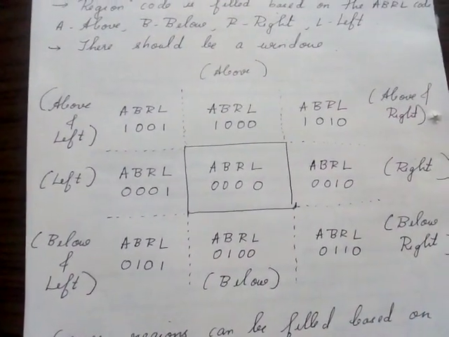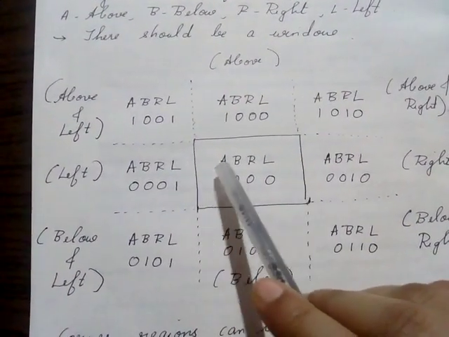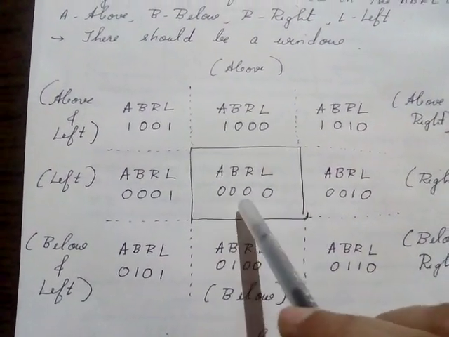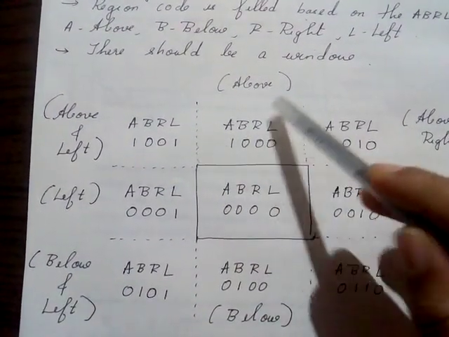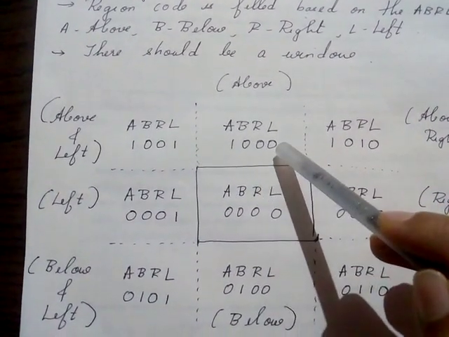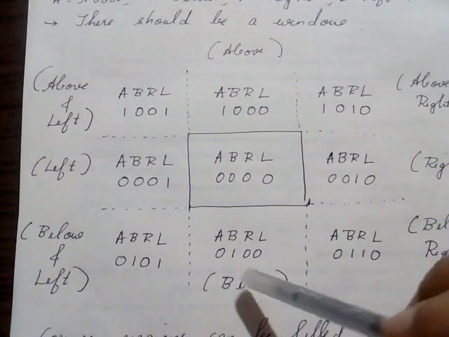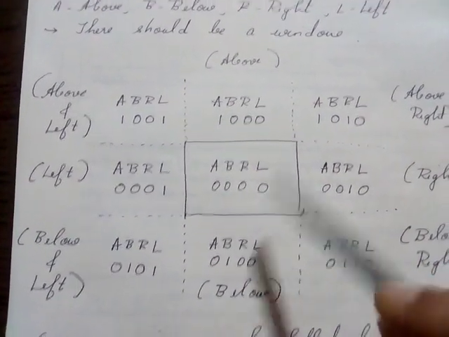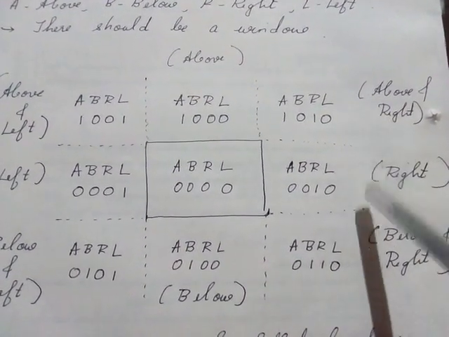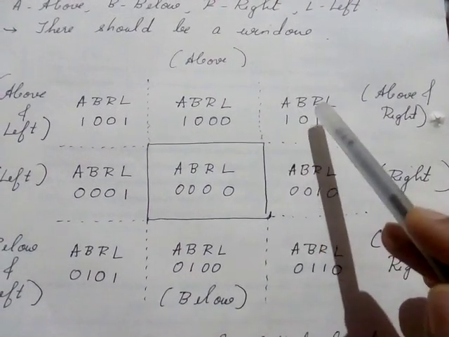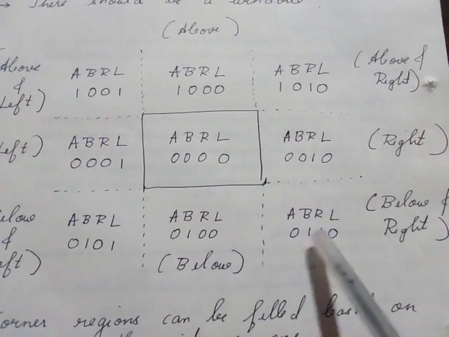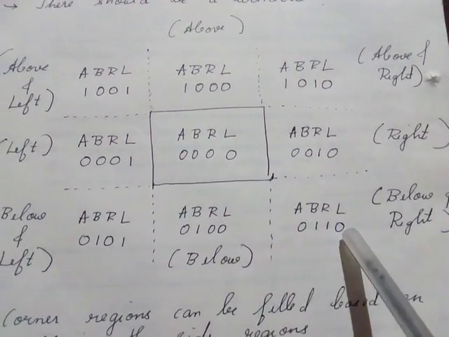Consider this diagram. This is the window and we have written ABRL everywhere. Initially all will be zeros inside this window, and above the window, this region is known as above, so A should be 1, remaining zeros. This is below the window, so B should be 1, rest all zeros. This is right of the window, so R should be 1. This is right and above, so A and R are 1 1. And this is below and right, so B and R are 1 1, above and left is 0 0.